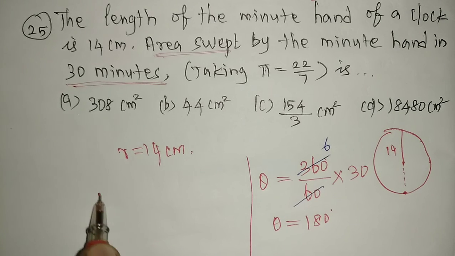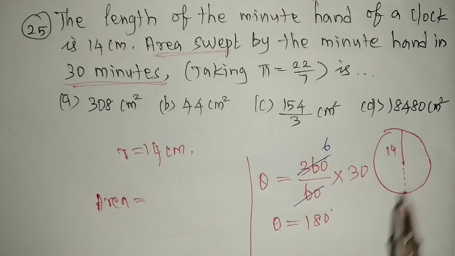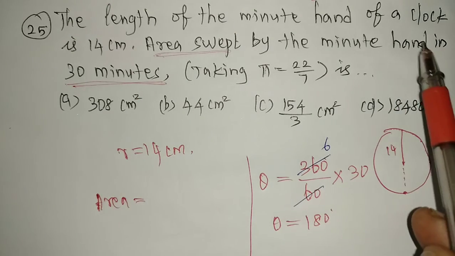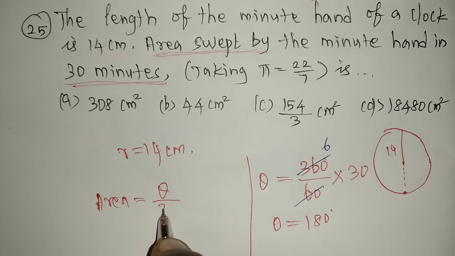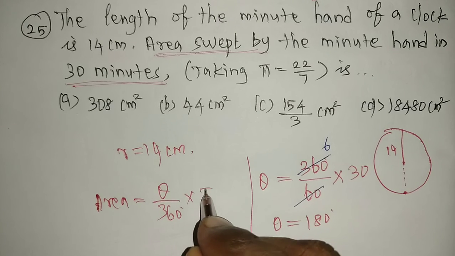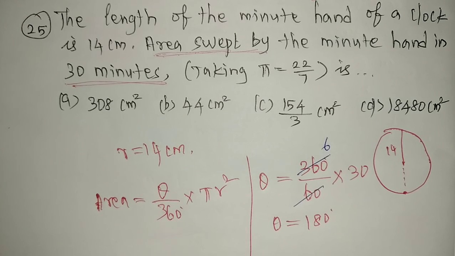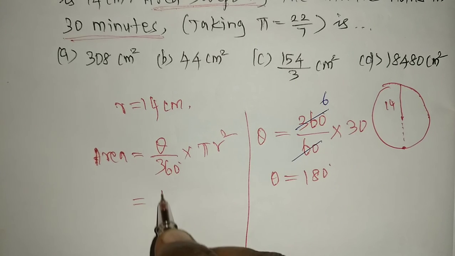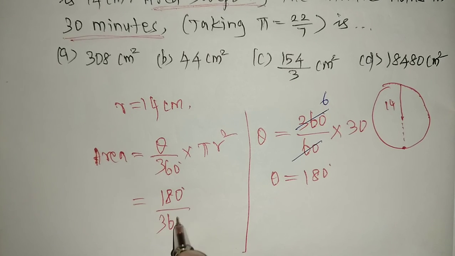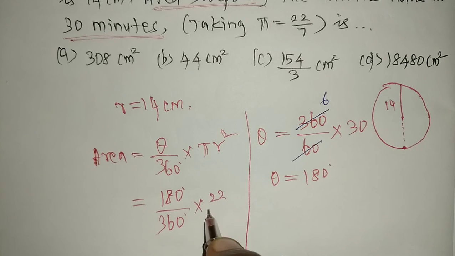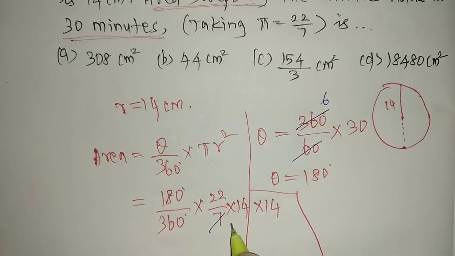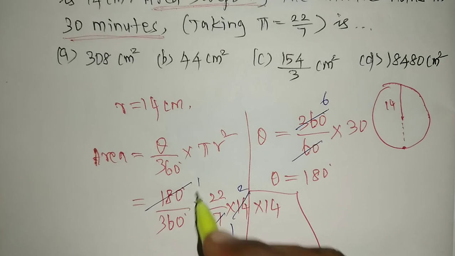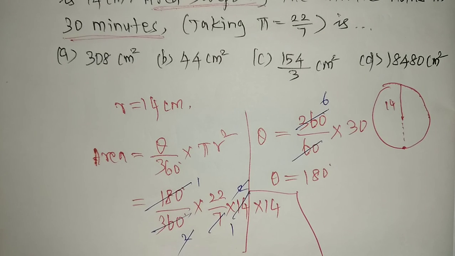Okay. So the area is equal to, the area that they asked, the area swept by the minute hand, this is a sector only. So theta divided by 360 degree into pi r square. So this is our formula. If they give a sector, you have to use this. Okay. So 180 degree divided by 360. Pi value is 22 divided by 7 and r value 14, means 14 into 14 like that. Now just cancel. This is 1 time and this is 2 times, and here 1 time, this is 2 times. This 2 will be cancelled. So what is the final answer?